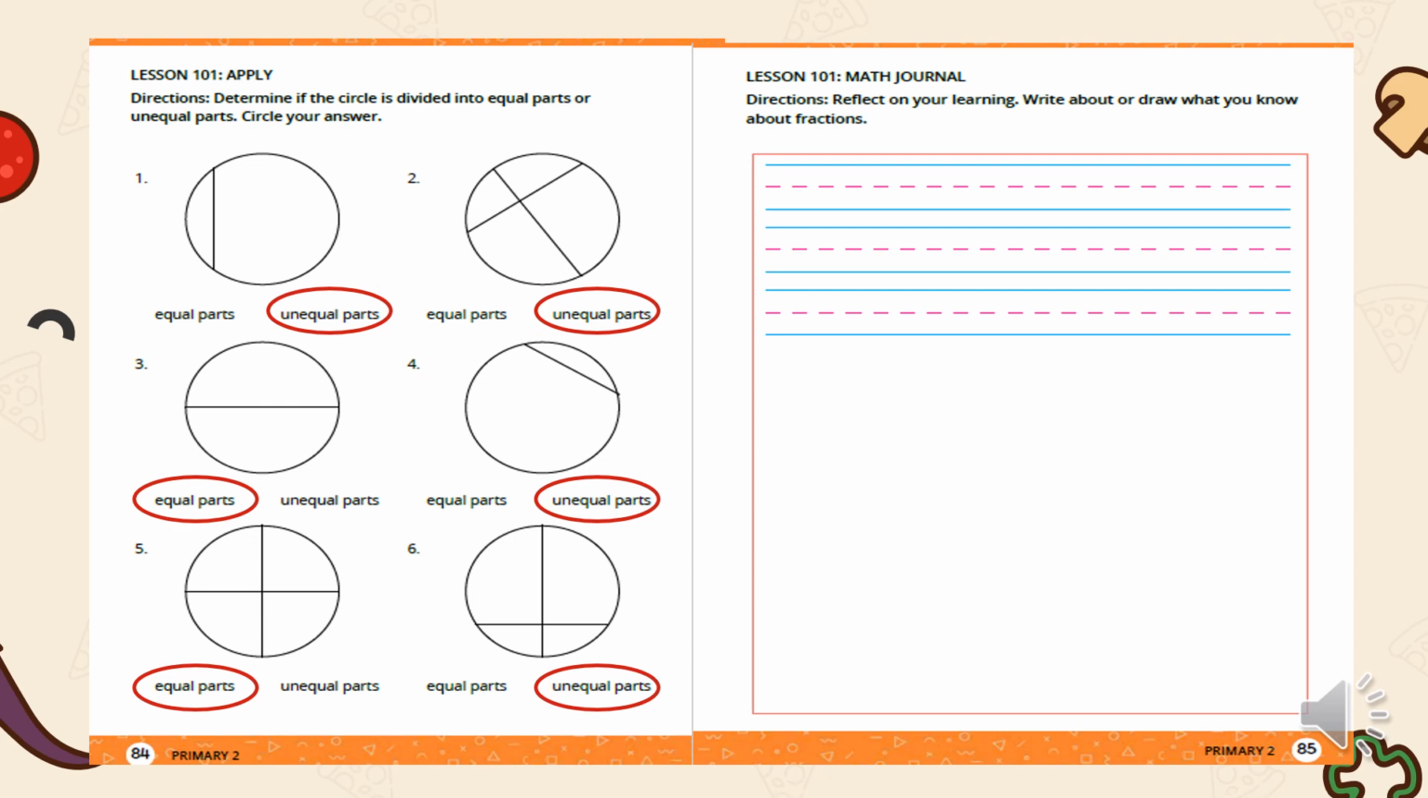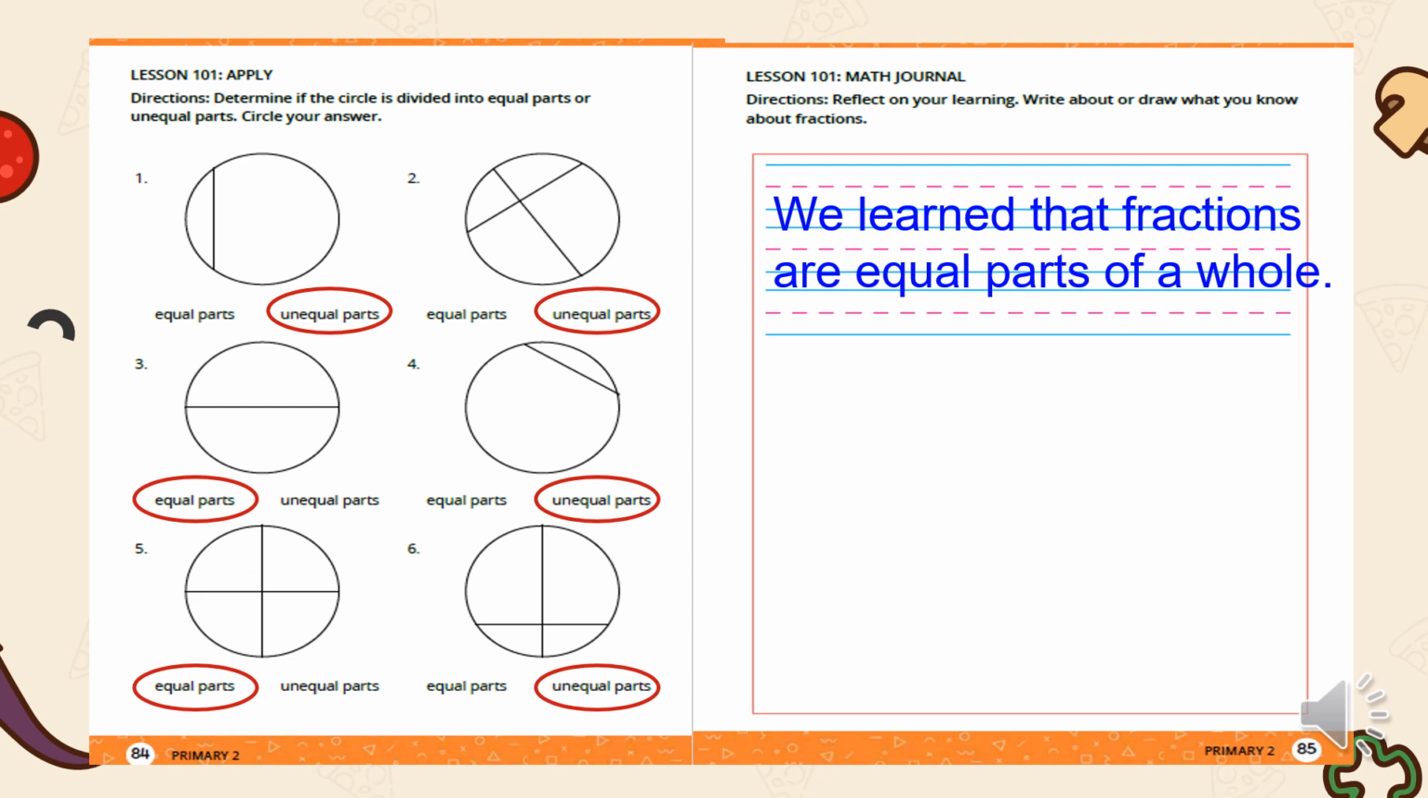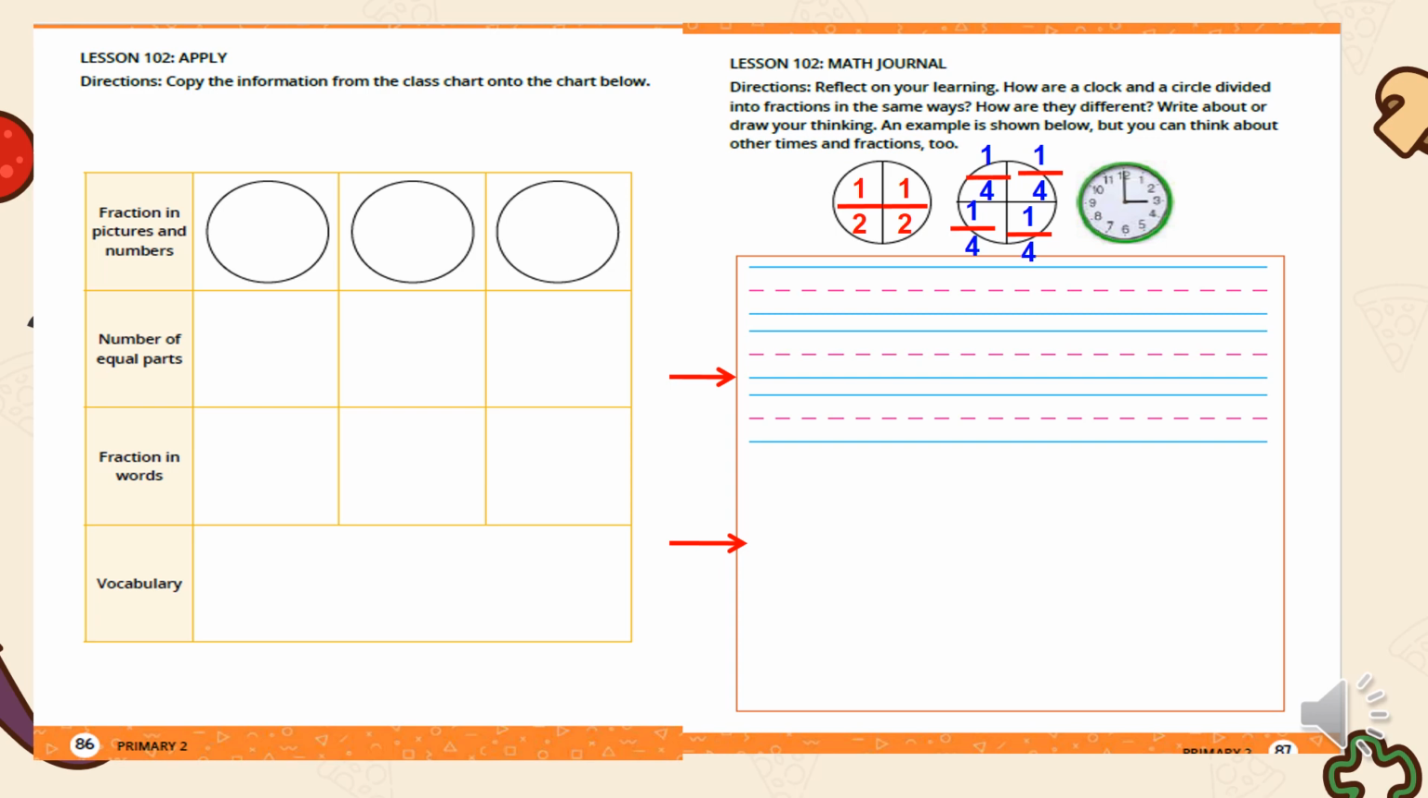Reflect on your learning, write about or draw what you know about fractions. We learned that fractions are equal parts of a whole. The apply part copies the information from the class chart onto the chart clue. So, if we divide the first circle into 2 equal parts, the number of equal parts is 2. The fraction here will be 1/2. Next circle, if we divide it into 3 equal parts, the number of equal parts is 3. The fraction will be 1/3.